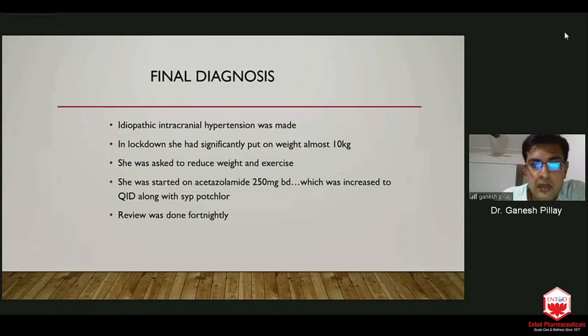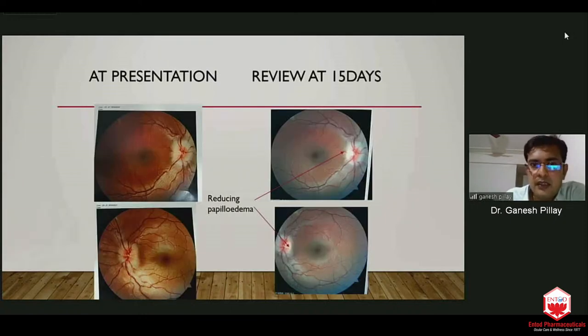Probably she had put on a lot of weight, almost 10 kg in the last 6 months. She was asked to reduce weight and exercise. She was started on acetazolamide 250 mg, which has now been increased to QID, along with syrup Potklor. Review was done fortnightly. At presentation, this was the picture, and this is the 15-day picture. Now we can see the temporal edema is reducing.